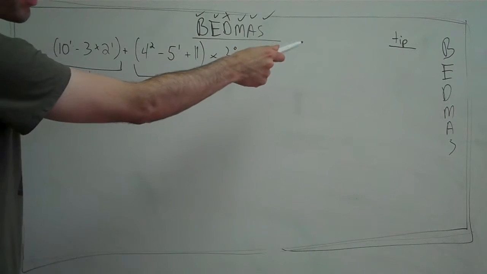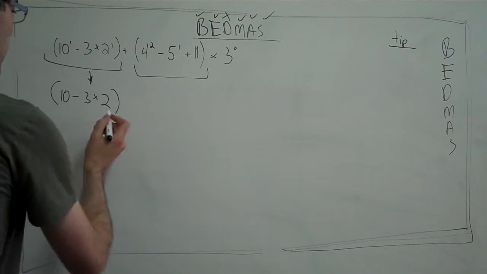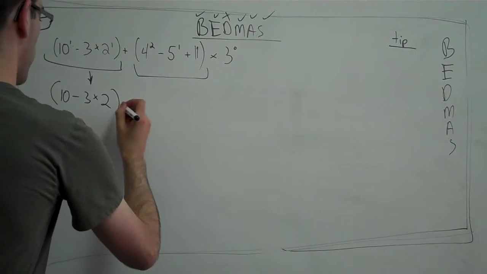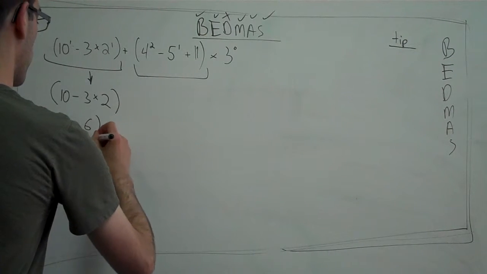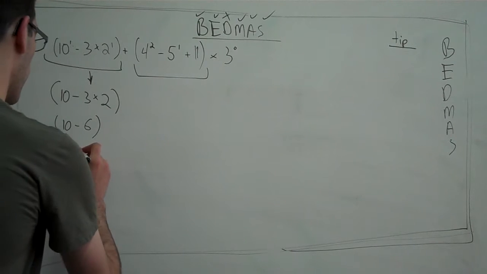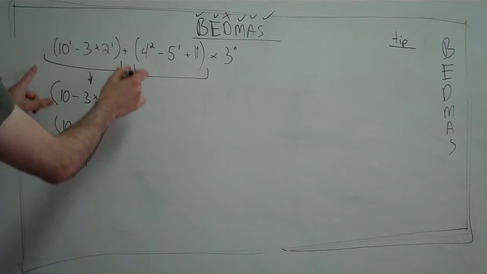And we look at our list, B-E-D-M, multiplication is first. So we do 3 times 2. 3 times 2 is 6. We're left with 2 terms, a 10 and a 6, so we can't get rid of our brackets yet. 10 minus 6 is 4. And that is all we have to do for this bracket.